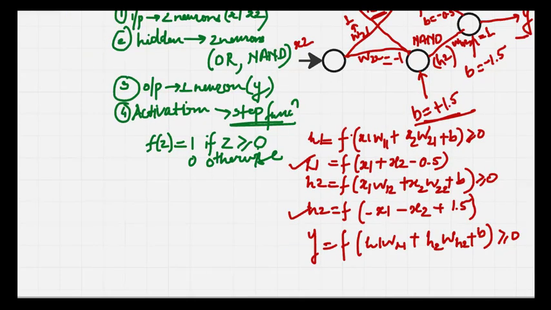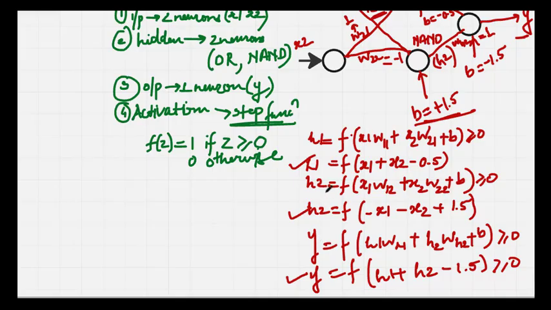When I substitute the values, my value Y equals, my WH1 will be 1 for the AND gate. So this will be H1 plus H2, and the bias is minus 1.5. So this is greater than or equal to 0. Now I have all my equations, that is H1, H2 and for Y. These are the equations for my hidden layers which we need to follow, and this is the equation for my output layer. This is how you can design the neural network.